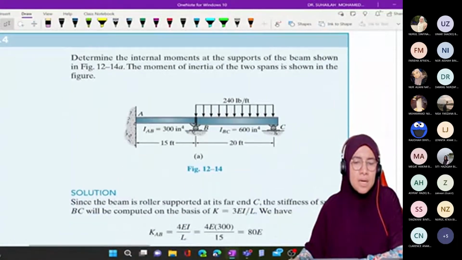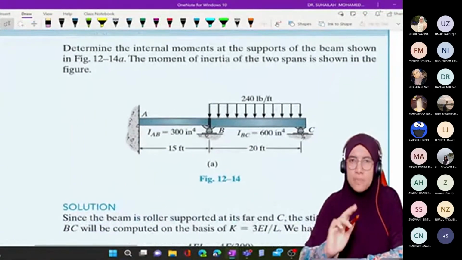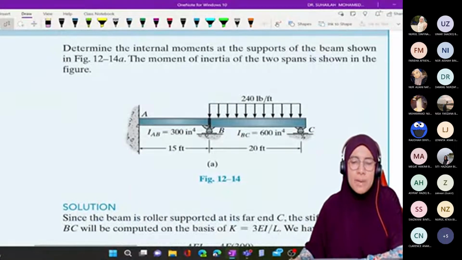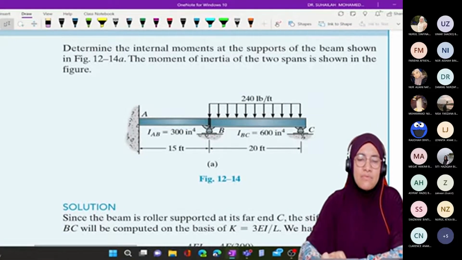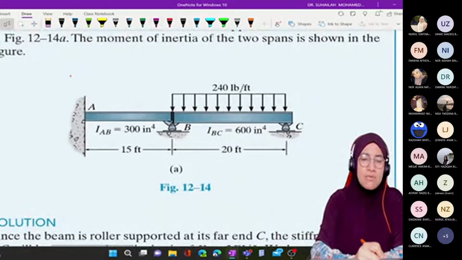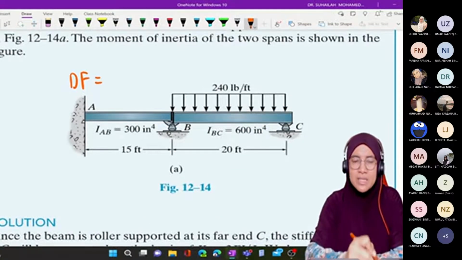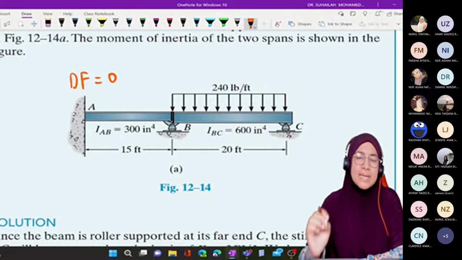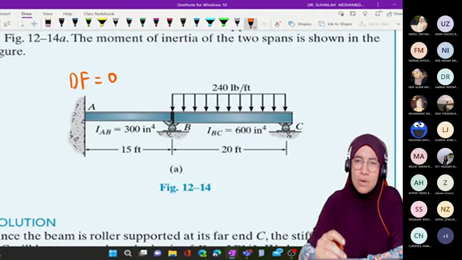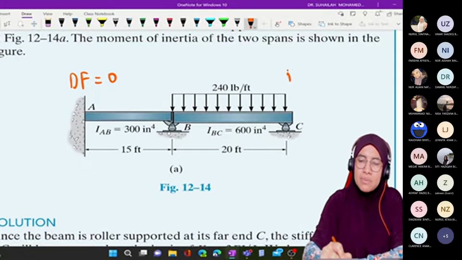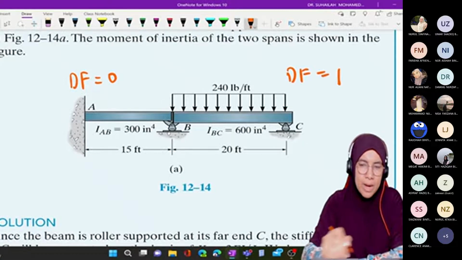Okay, this is an example of a span only. A is fixed, C is a roller. So for the distribution factor at A, because it is fixed, this is equal to 0. Distribution factor at C, because this is an end roller, the distribution factor is equal to 1.